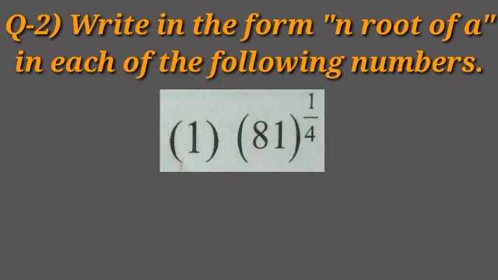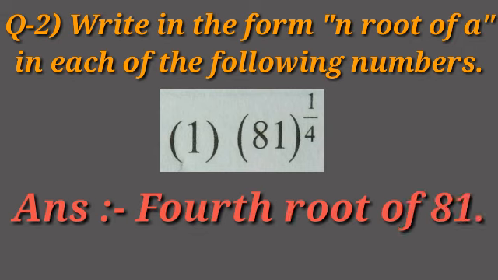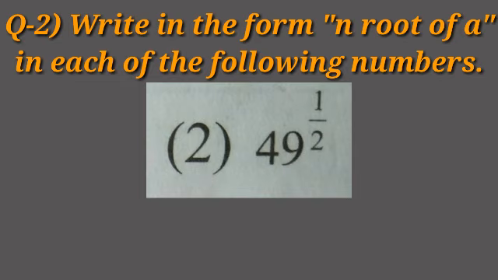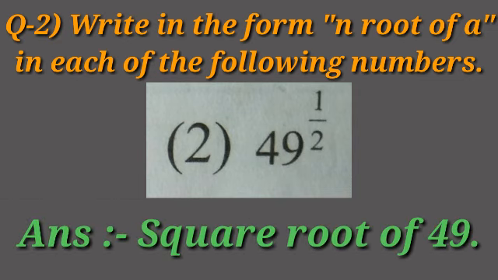So how will we convert it? 81 is the base, so we are going to write that afterwards. And what is the index? That is 1 upon 4. So the answer is the 4th root of 81. Number 2 is there. Now here 49 is the base and 1 upon 2 is the index number. So 1 upon 2 means the square root of 49. This is our answer.